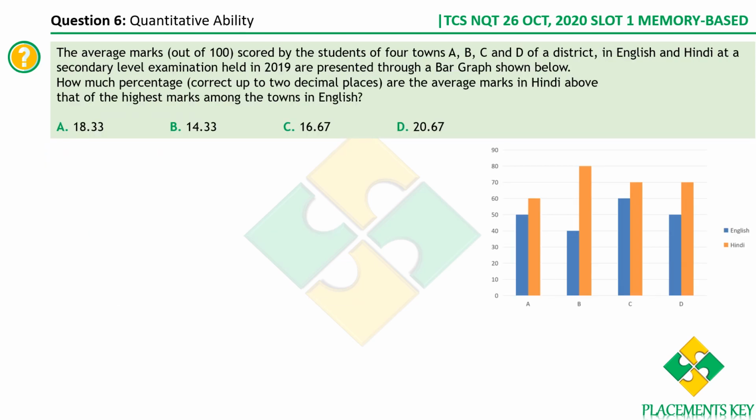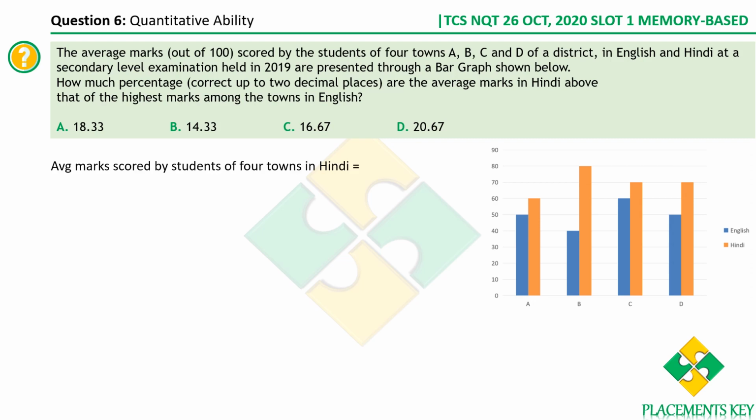Next, the average marks scored by students of 4 towns A, B, C, D in English and Hindi. Blue represents English, and orange represents Hindi. These are the 4 districts A, B, C, D. By what percentage are the average marks in Hindi above the highest marks among the towns in English? So first we are supposed to find the average marks in Hindi.